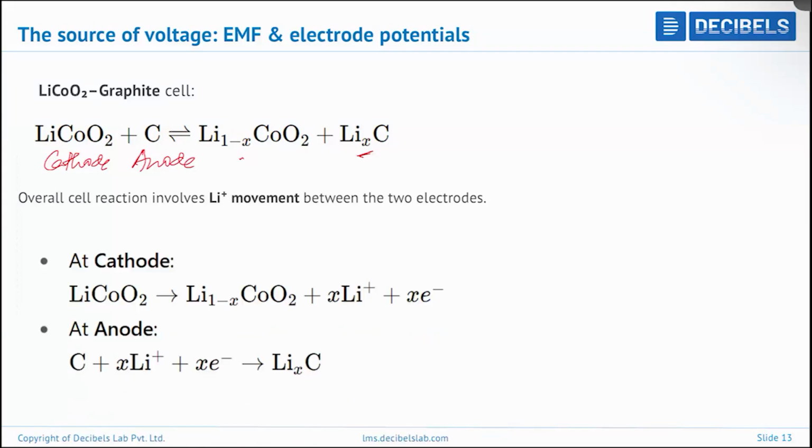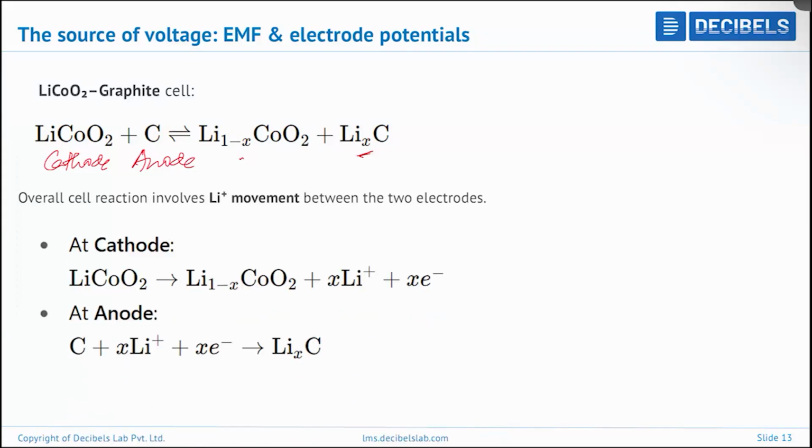Overall, the cell reaction involves lithium ion movement between the two electrodes. So, this is the cathodic reaction during charging. After we construct the cell, generally the anode, the graphite, is pure graphite. There will not be any lithium, and the cathode is pure lithium cobalt oxide. So then we go for charging.